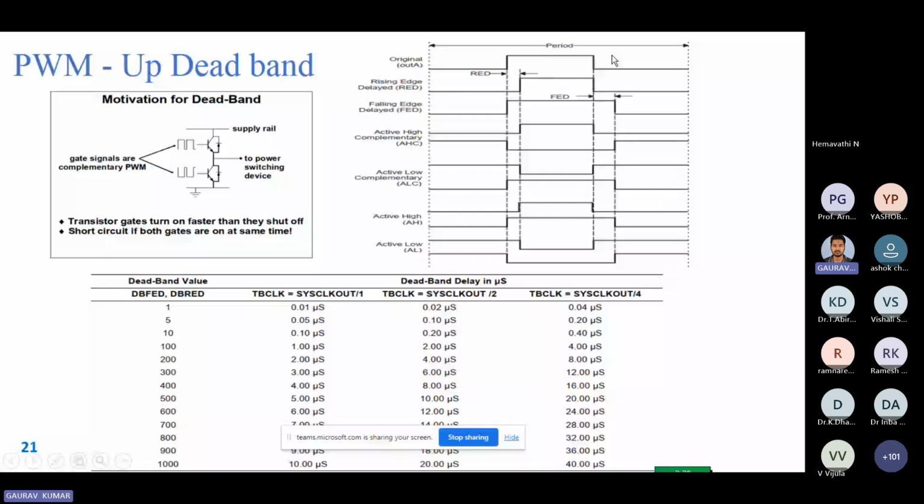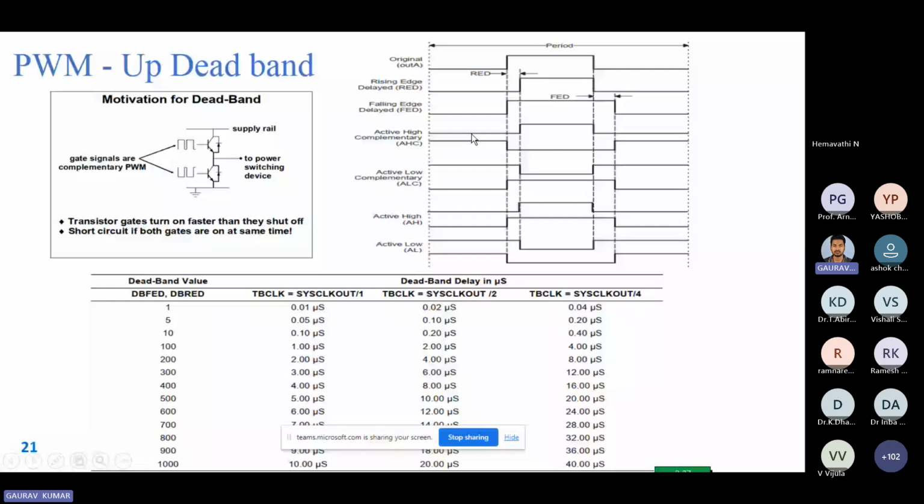Okay, so when we give the delay in the rising edge, and when we give the delay in the falling edge, then we can see the rising edge is the same as it is, and the falling edge is a delayed version, somewhat delayed. Similarly, here we can see the active high complementary mode. This is the complementary pulse generated, and this is in the active high complementary mode.